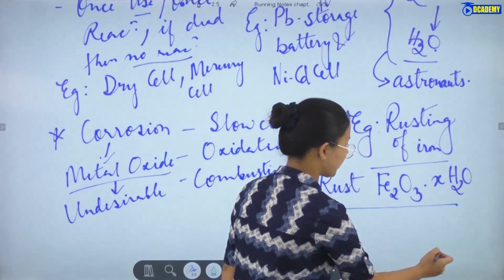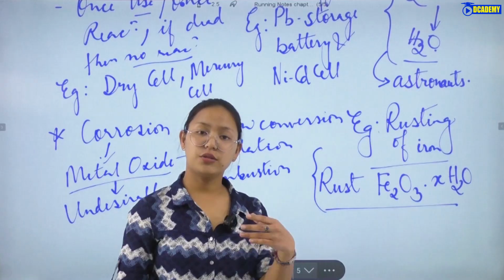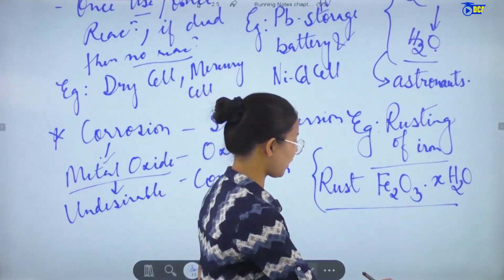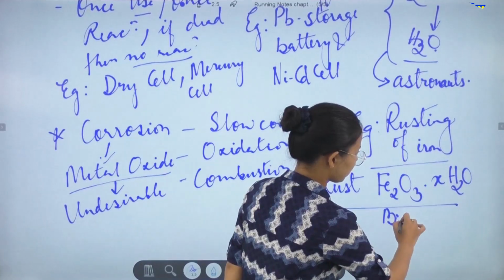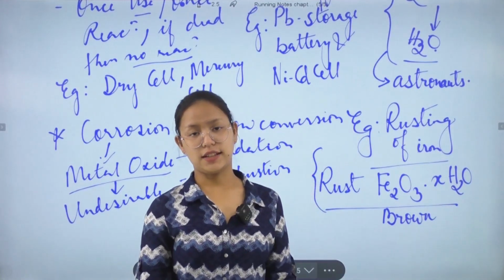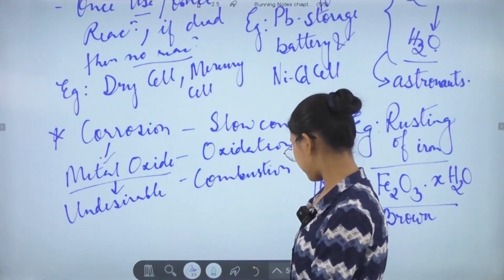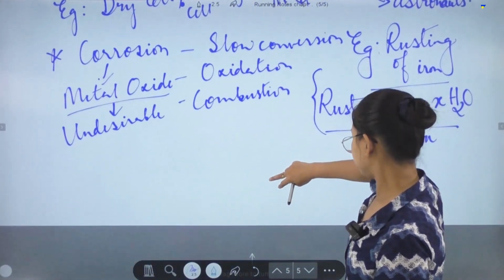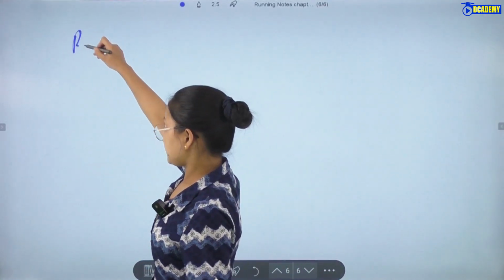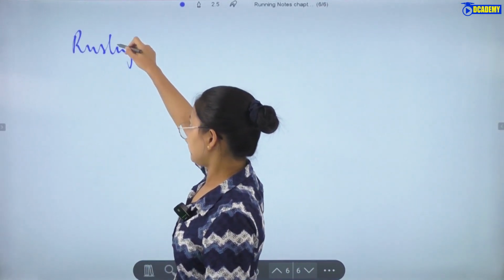When iron rusts, the rust formed will be brown in color. There are some steps involved in corrosion, that is, in rusting.